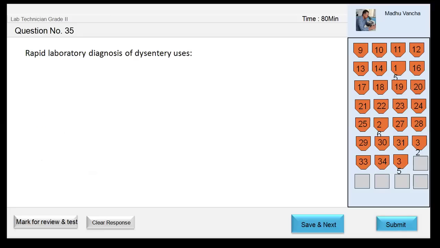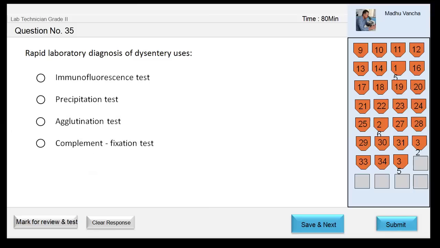Next question, rapid laboratory diagnosis of dysentery uses option A, immunofluorescence test. Option B, precipitation test. Option C, agglutination test. Option D, complement fixation test. Here the right answer is immunofluorescence test. Bacillary dysentery is caused by Shigella dysenteriae, which is easily identified by immunofluorescence testing.